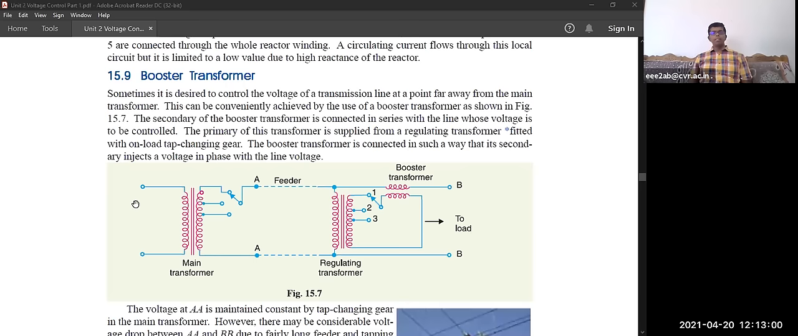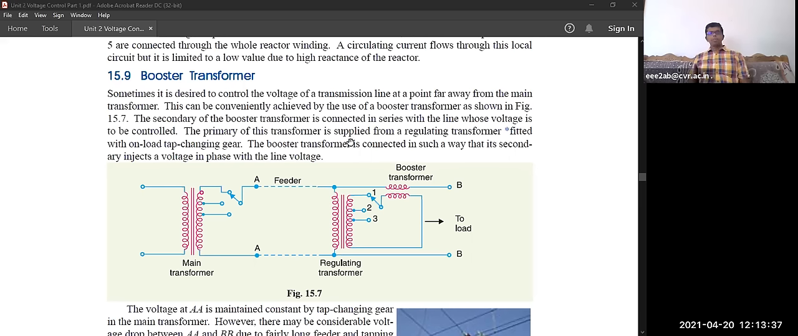Like you're seeing in this diagram. Sometimes it is desired to control the voltage of the transmission line at a point far away from the main transformer. This main transformer is nothing but your substation transformer or distribution transformer. The secondary of this booster transformer is connected in series with the line whose voltage is to be controlled.